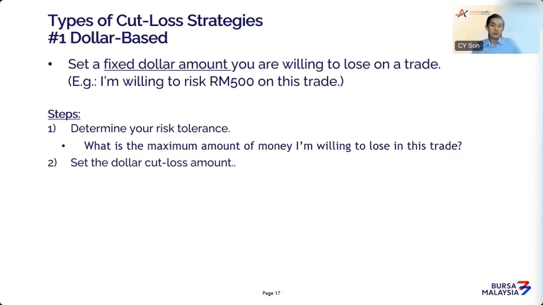Step 2 is that you need to set the dollar cut loss level. Once you determine your risk tolerance level, you set your cut loss level based on the dollar amount. For example, if you're willing to lose $500 on a single trade, this becomes your cut loss level. Thirdly, once you know how much you're willing to lose, you need to calculate your stop loss or cut loss level, to determine where to place your stop loss order, or the price at which, when hit, you need to cut your losses immediately. Later I will share with you some examples of how to calculate your cut loss level.